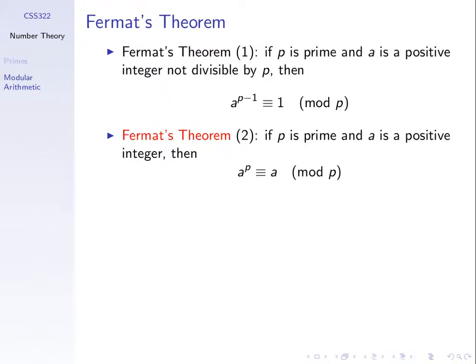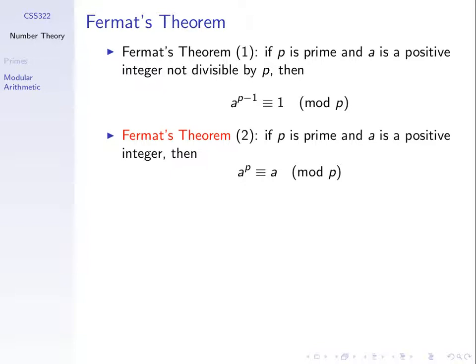Let's just introduce them. First one, Fermat's theorem. And in fact, it can be viewed in two different forms. We'll go through both. If we have a prime number p and some positive integer a that is not divisible by p, then Fermat showed that if we take a and raise it to the power of p minus 1 and mod by p, the answer is 1.